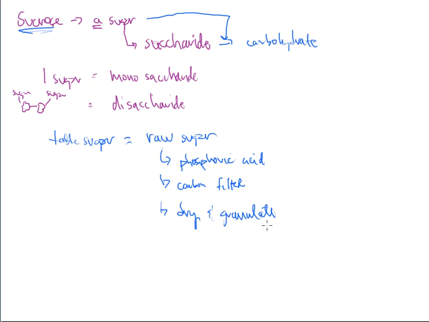And this is what most people buy in the grocery store. The granulated sugar is typically that white, very small type of crystal sugar that we put in our sweet tea, or that we put in our Kool-Aid, or that we put in some type of drink to sweeten it up, or bake some cakes and cookies with it. So that's the majority of what people do.